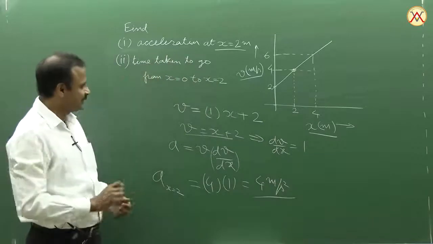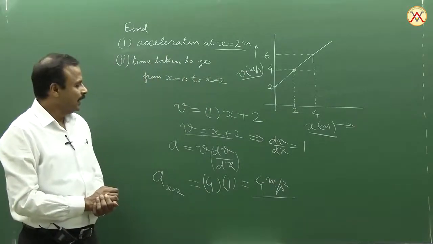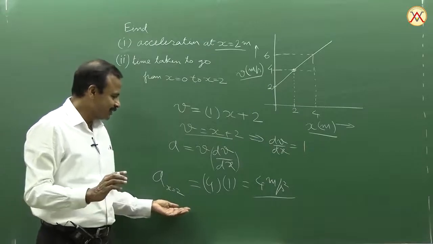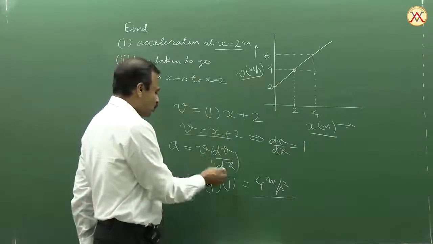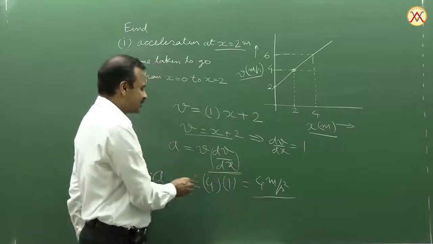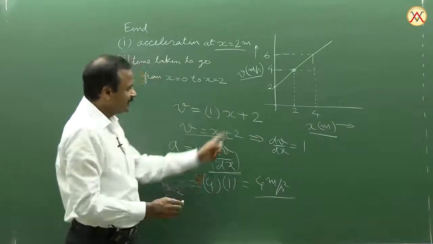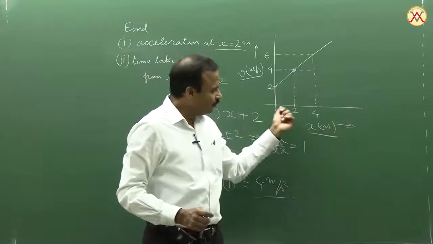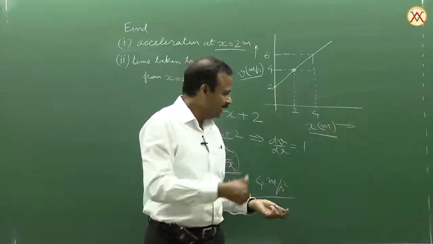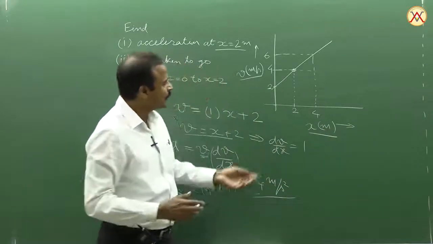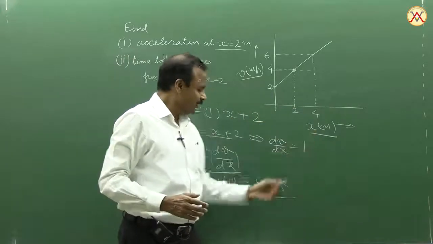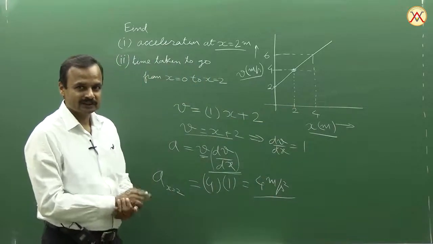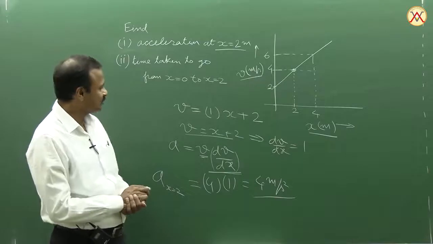So we have done the first part, and clearly acceleration is not constant. Of the two factors, only dv by dx is constant. V is increasing. So as the particle moves towards higher values of x, towards the right, its acceleration actually keeps on increasing. So it is not a case of constant acceleration.